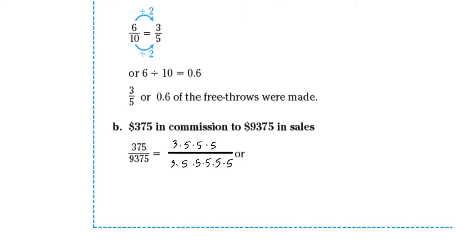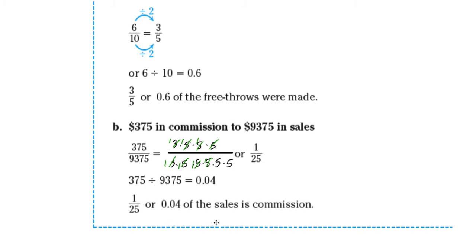And simply cancel or cross out the common factors. That's a 1, that's a 1. Common factor, 1, 1, 1, 1, and 1, 1. And you end up with 1 over 25. If you want to make that into a decimal, simply divide 375 by 9,375. You end up with 0.04. So 1/25 or 0.04 of the sales is commission.